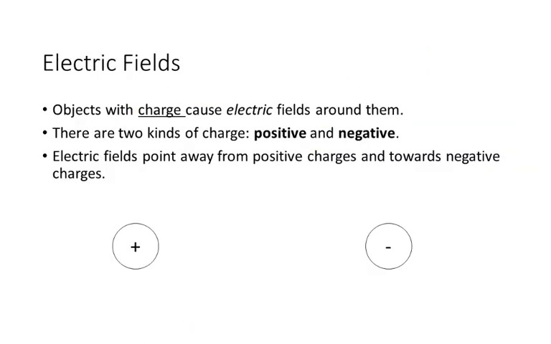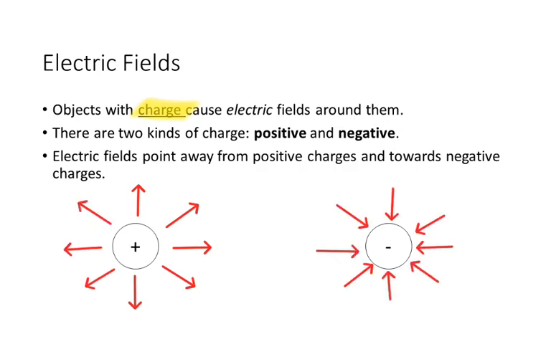So electric fields are caused by objects with electric charge. Objects with mass cause gravitational fields. Objects with charge cause electric fields. Recall from last year that there are two kinds of charge, positive and negative, named by a guy named Benjamin Franklin. You may have heard of him. Electric fields point away from positive charges and towards negative charges.